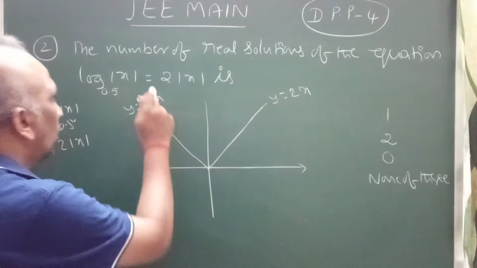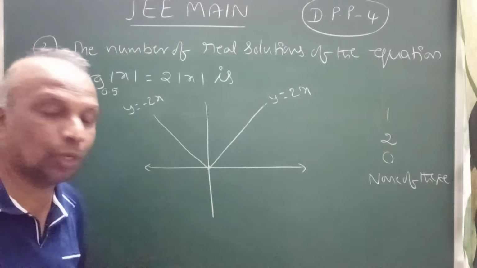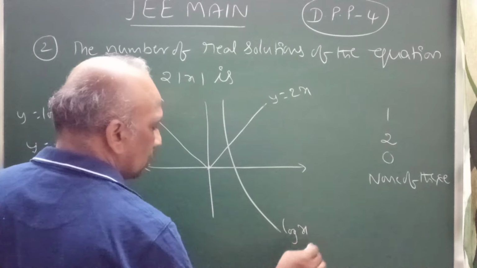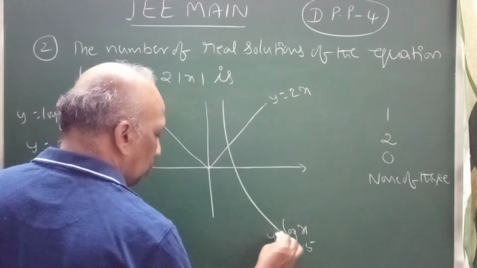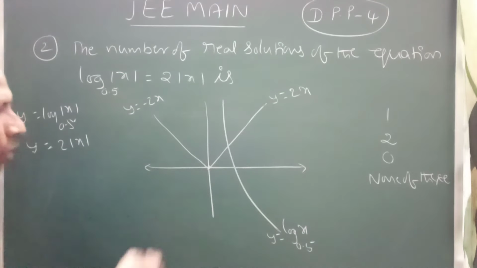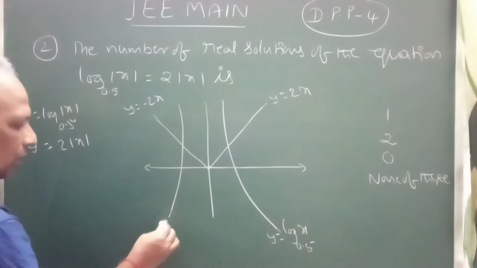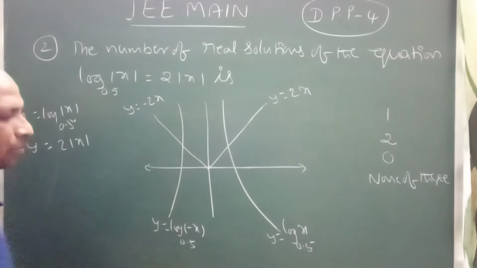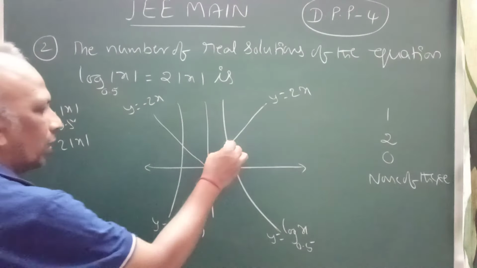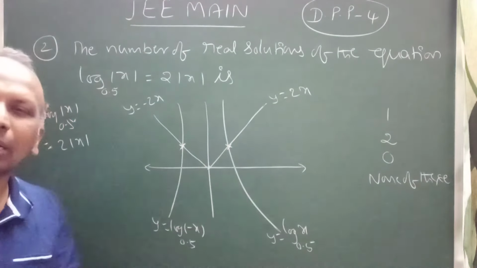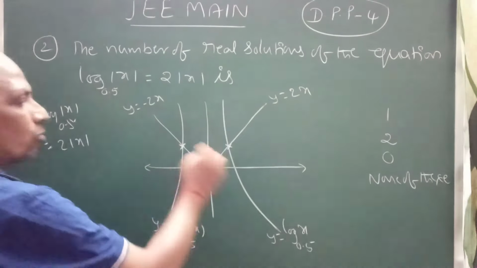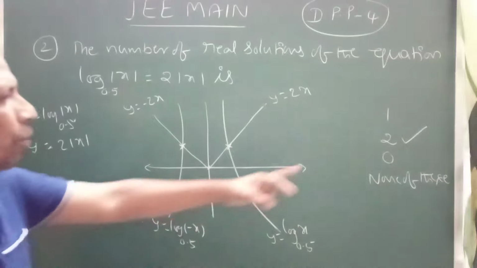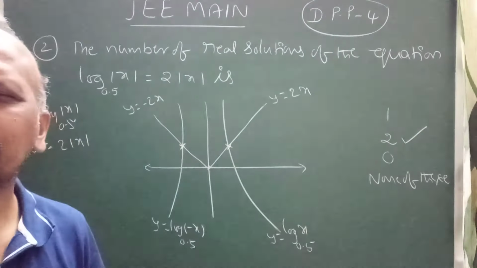If we take log mod x, where x is positive, the graph will come like this, right? This is y equal to log x base 0.5. Here, the graph is like this: y equal to log of minus x base 0.5. So both intersect at 2 points, right? Here 1 point, here 1 point. So the number of solutions is equal to 2 here. Because they are intersecting at 2 points, the number of solutions will be equal to 2.